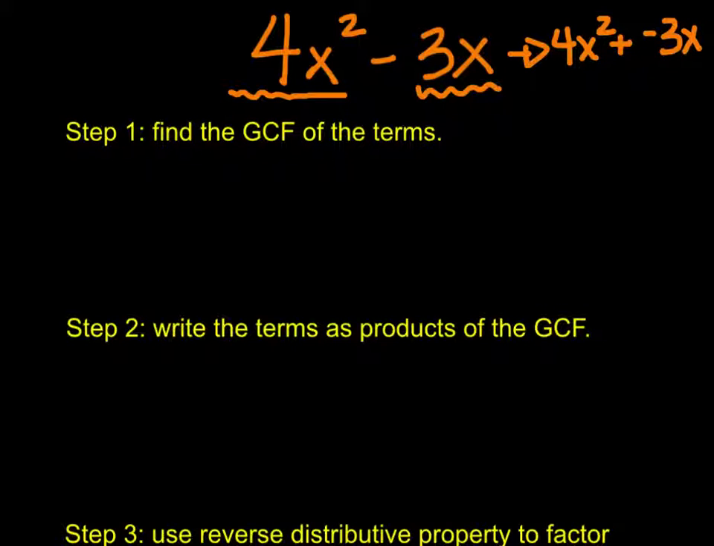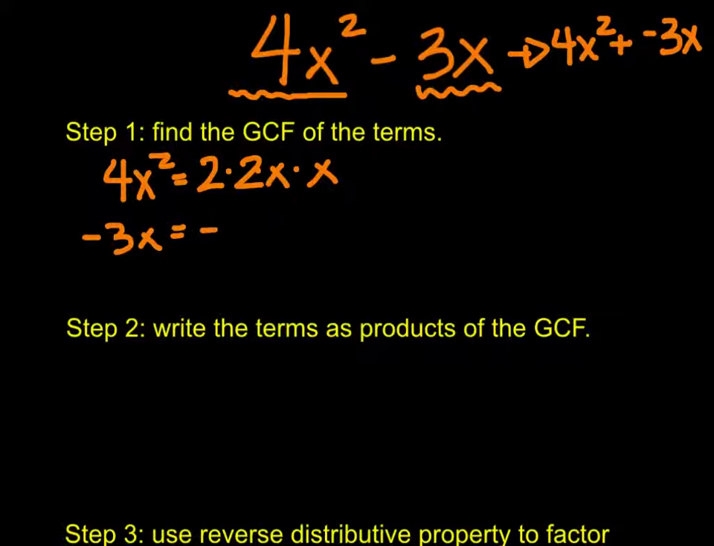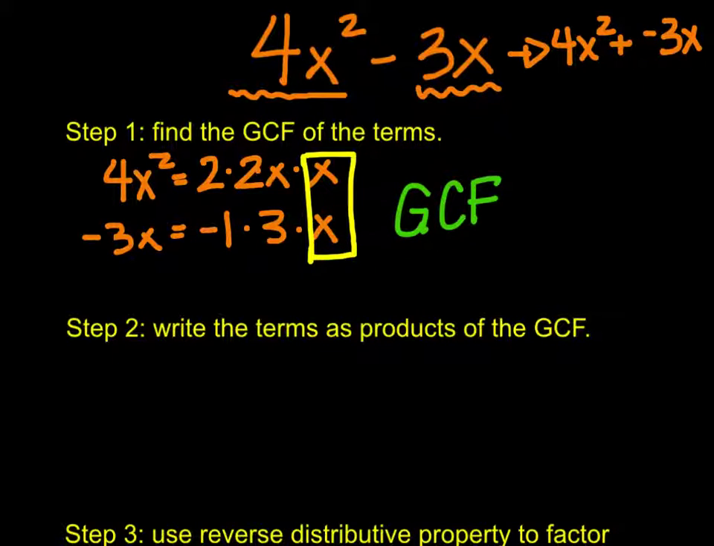So if we look at 4x squared, and we're looking at the prime factorization of that, we got 2 times 2 times x times x. And if we look at the prime factorization of negative 3x, we got negative 1 times 3 times x. So the only thing that is the same between the two of them is a single x. So our greatest common factor of 4x squared and negative 3x is x. That is common in both terms. There is an x in both terms and nothing else.